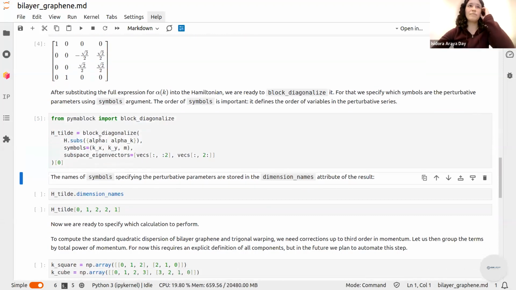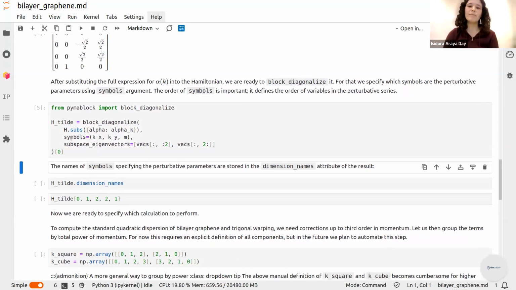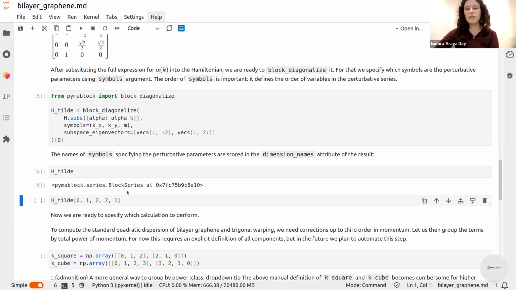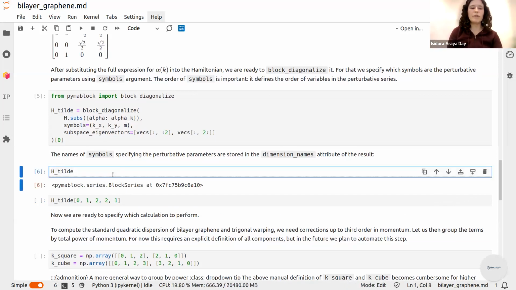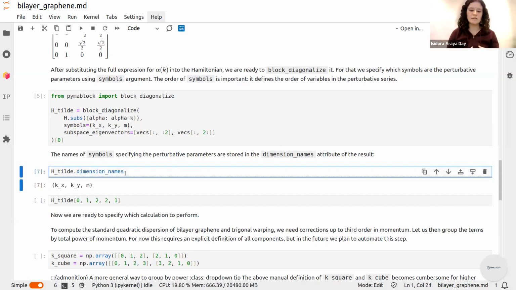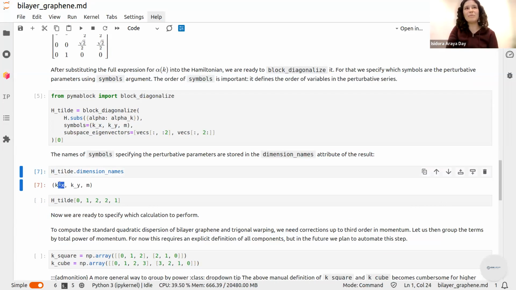So we can run this cell. And as you can see, this doesn't take much time. And that's because we haven't computed anything yet. We just defined how this series are going to be solved. And we can see that H tilde is an object from our package. It's a block series. So it's a series of matrices that have a block structure. And we can, for example, ask for the dimension names because these blocks, well, they are actually tensors. So some of the dimensions are for momentum and the other one is for the mass.